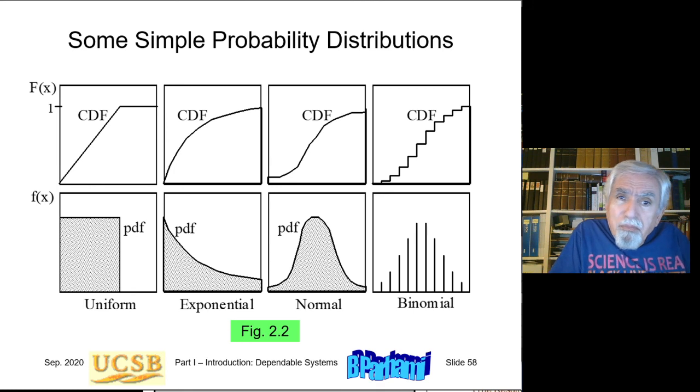These are some probability distributions, some simple ones that we may encounter, starting with the uniform distribution. In the uniform distribution, the density function is constant over some interval, the range. This is the possible range of values. And then the cumulative distribution function is basically linear up to the end of that range, and then it's horizontal after that.